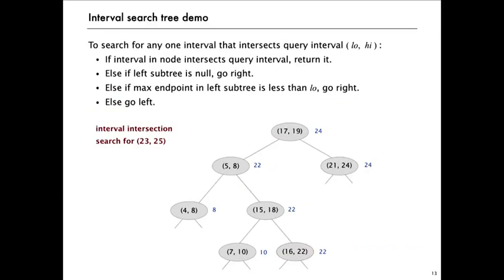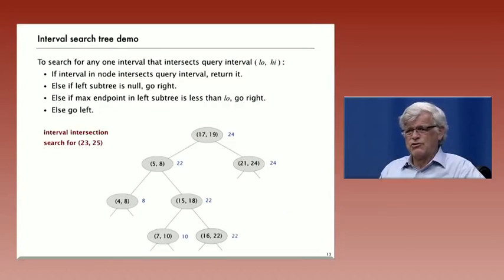All right, now how do we do a search? The search is definitely more complicated and kind of mysterious, but let's look at the rules for search in an interval search tree. Now we're going to see if we have an intersection. We want to find just any interval that intersects this query interval 23, 25. We're not going to try to find them all. We'll get back to that in a minute.